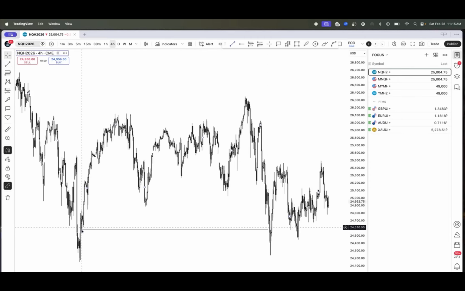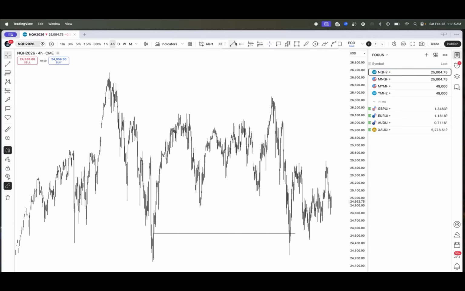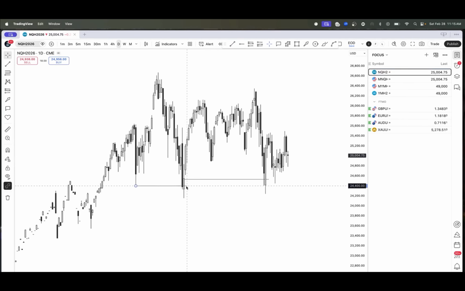Well, let's make that actually take out the low. I really hate this magnet tool because it just doesn't do what it's supposed to do. So we know we respected this liquidity block. Respecting this liquidity block gives us the framework that we can anticipate price to respect this low, respect it, potentially move away.